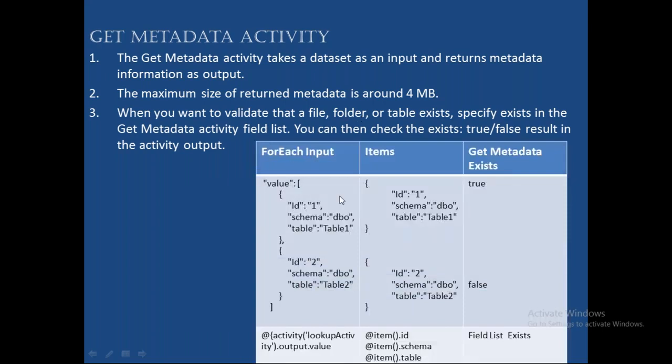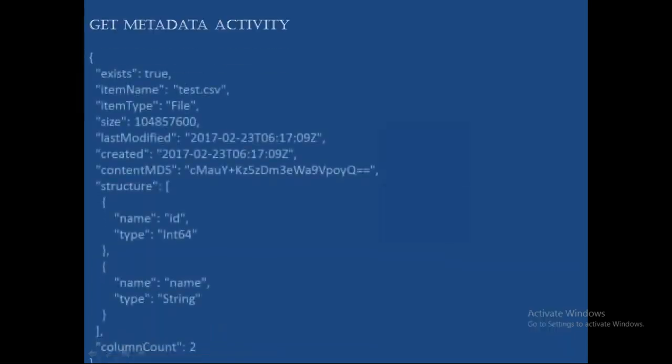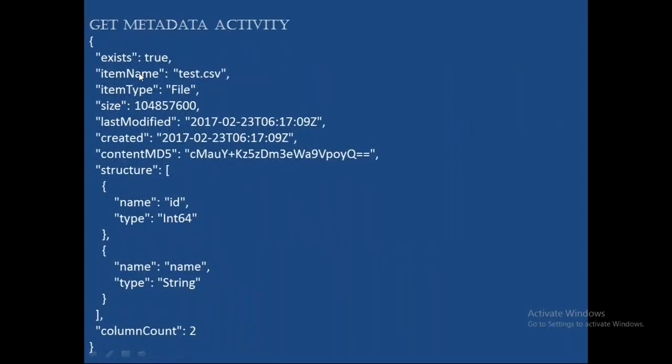See something like this. For each will give you this item, for each will give you this item. In this, I will take DBO and table name. So then I will pass dbo.table1, whether this is available in the database or not. If it is available, get metadata will return true. If it is not available, get metadata will return false. Okay, so these two items. Now get metadata activity, something like this. Exists is true if the table is available, and false if the table is not available.